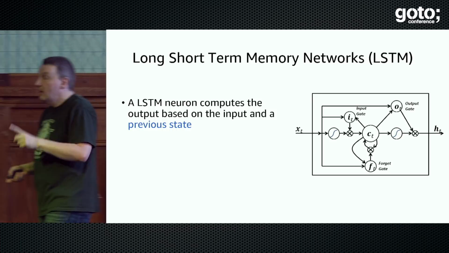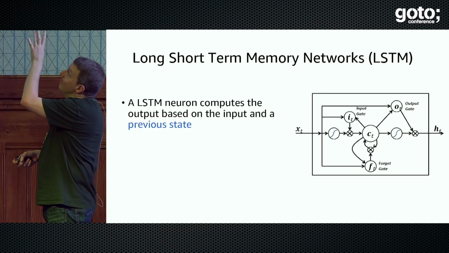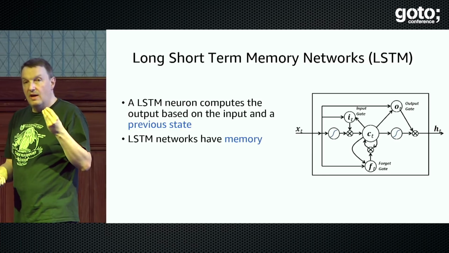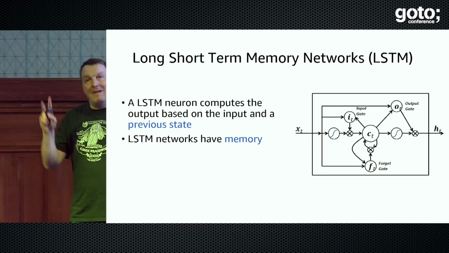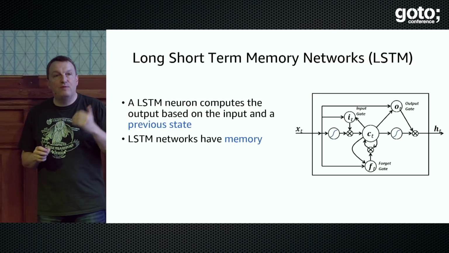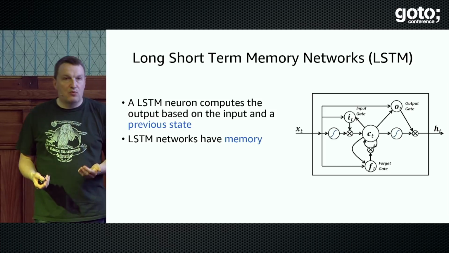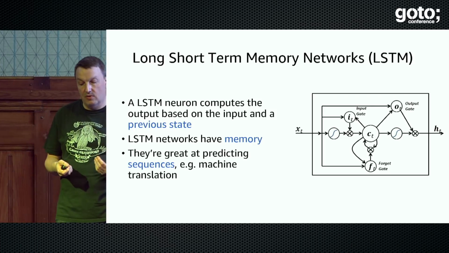Okay, so this is why this LSTM neuron was invented, and in a nutshell, it has memory. It remembers the last few predictions, and so it does a really good job at text processing, machine translation, etc., etc.